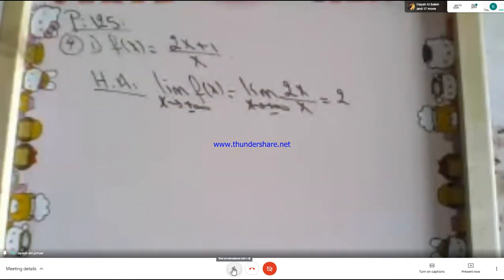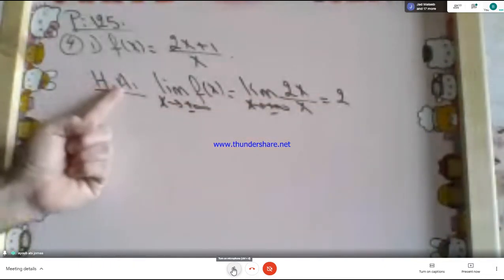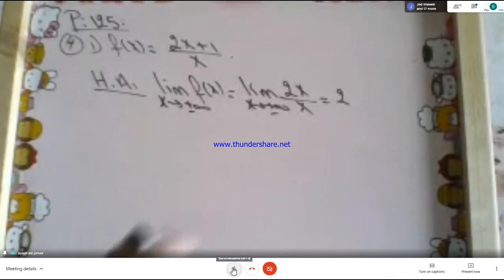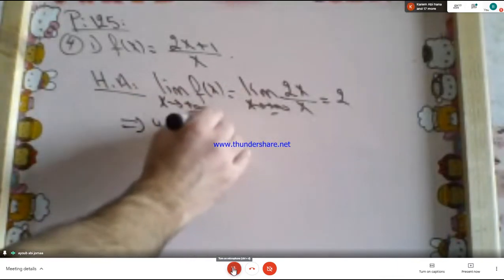If y equals a number, there is a horizontal asymptote. HA is horizontal asymptote. So y equal to that number is a horizontal asymptote.